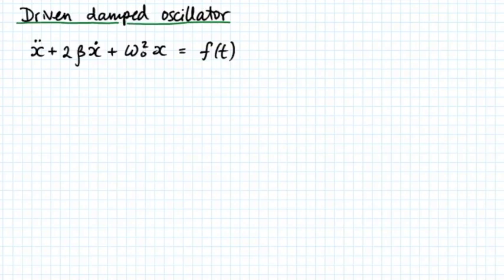Driven damped oscillator. We write our equation of motion for dynamic variable x, and on the right hand side we have the force f of t. This is a non-homogeneous ordinary differential equation.